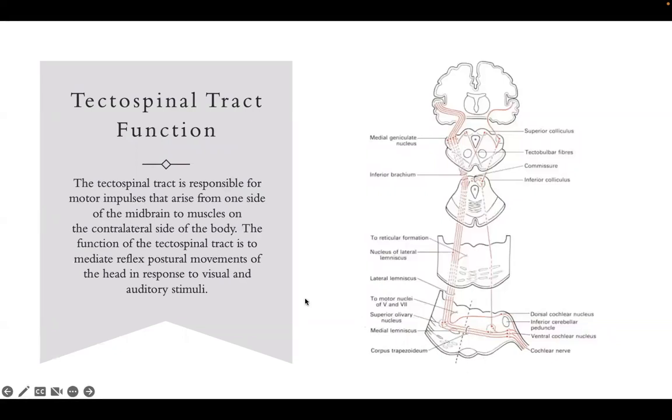So basically this pathway begins at the superior colliculus up here at the midbrain. The superior colliculus is a structure that receives input from the optic nerves. The neurons then quickly decussate and enter the spinal cord, so over here, and they terminate at their specific cervical levels in the spinal cord.